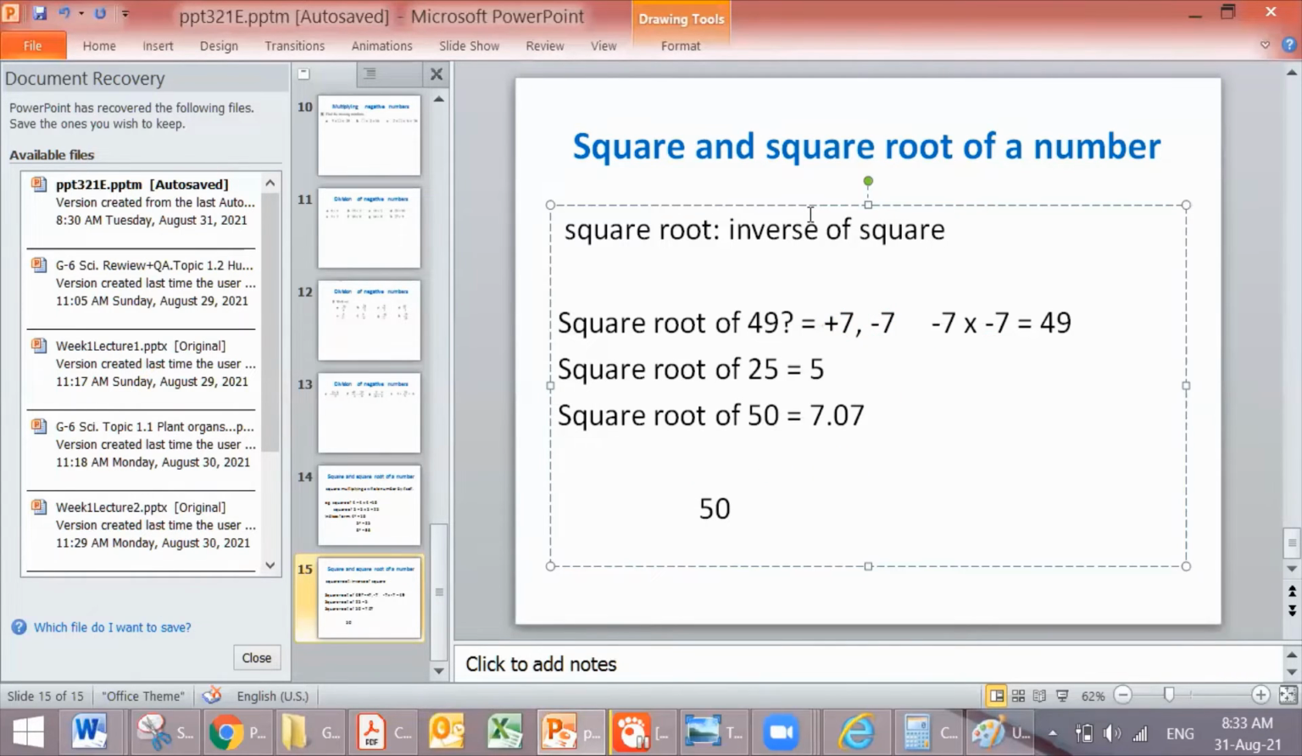There are two roots of 49. One is 7, or you can also write plus 7 and minus 7. Okay, so these are two roots of 49.